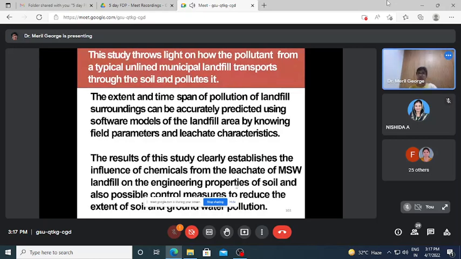This study throws light on how the pollutants from a typical unlined municipal landfill transport through the soil and how the soil gets polluted. So the result of this study clearly establishes the influence of chemicals from the leachate of municipal solid waste landfill on the engineering properties of soil, and also possible control measures can be designed based on the result to reduce the extent of soil and groundwater pollution.